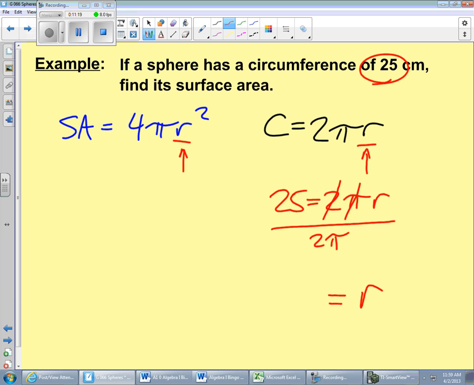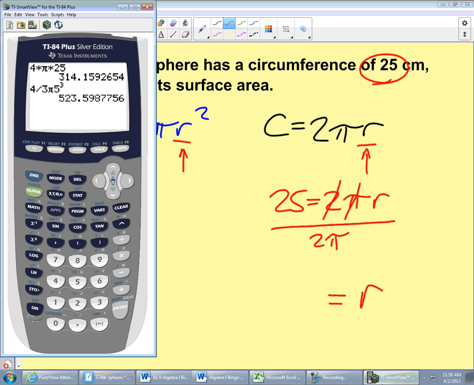Well, let's figure out what this number is. We'll go back to our calculator and go, okay, calculator, I need to know what 25 divided by 2 and divided by pi is going to give us. Okay, and in this case, we've got this number, it's in the ballpark of 3.98.